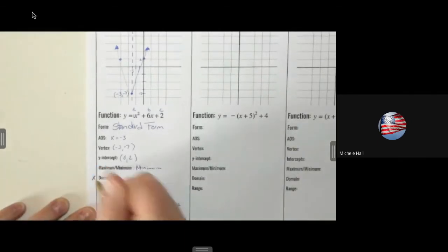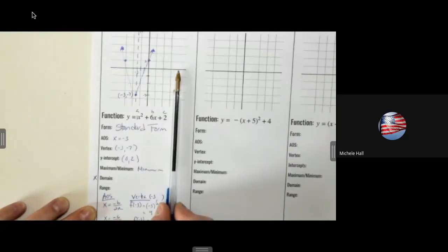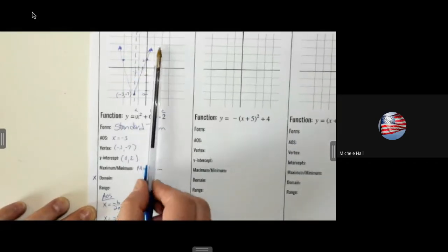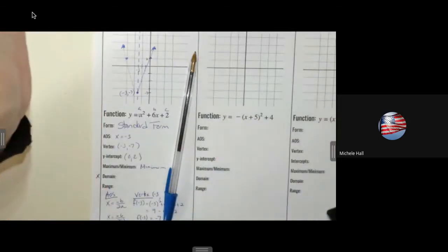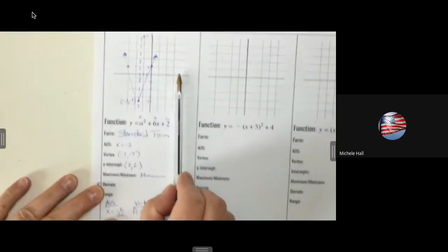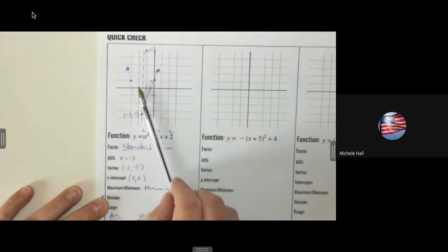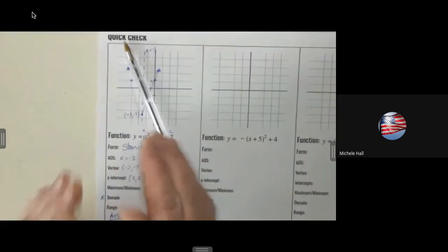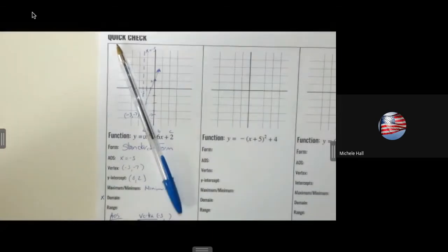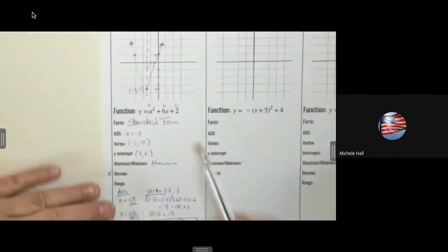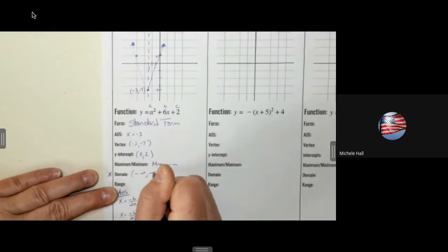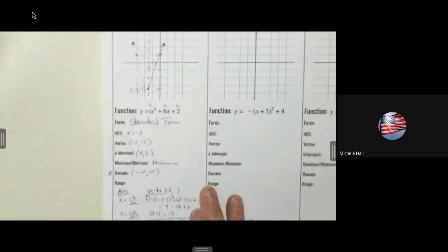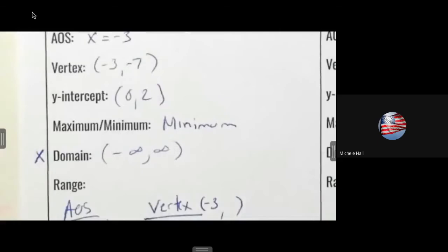So domain means, so I take my pen and I'm going like this. Does the parabola exist over here? It says it's going out, out, out forever. So is it going to be over here? Yes, because it's going out forever. And it's doing the same thing on the left. That means the parabola is getting wider and wider and going out to infinity that way. So that would be all the reals, but in algebra 2, we would say it's going from negative infinity to positive infinity. Interval notation.